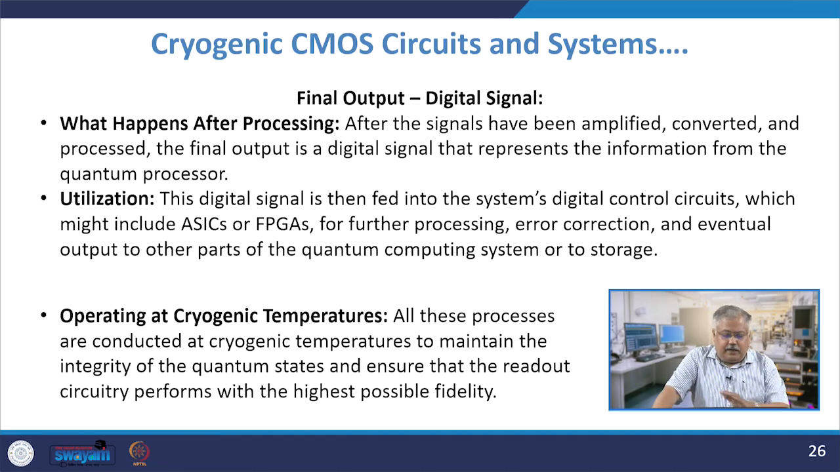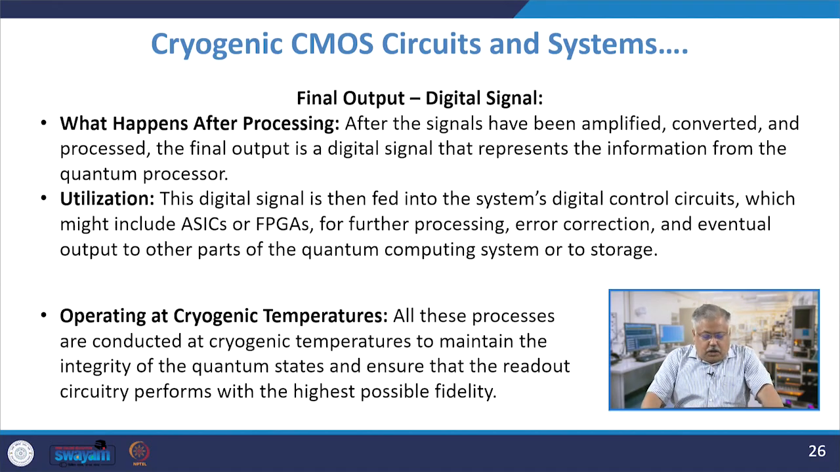Now, if you look at the final output, we are basically looking at digital signals. After your signals have been amplified and have gone through the TDC, you have a digital output, and the output is primarily a digital signal that represents the information from the quantum processor. So, a particular state of the qubit will match a particular digital output, right. When you change the state of the qubit, the digital output will change. So, finally, we need a one-to-one correspondence between the state of the qubit and the digital output which you see.